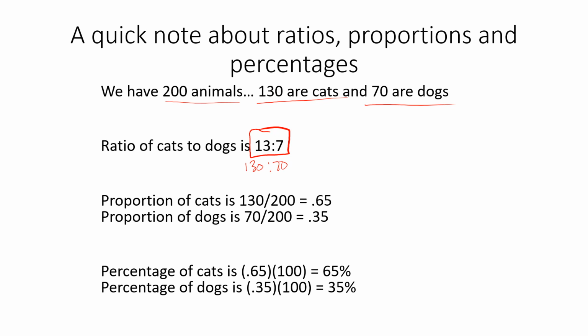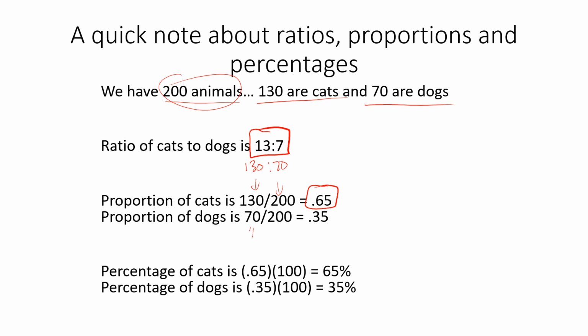So that's our ratio. However, we can convert these to proportions. A proportion is a proportion of a whole, one being the whole, basically 100%. We can do that by taking the n, the number for each, so the number of cats is 130, dividing by our n total, the 200. By doing 130 divided by 200, you get 0.65. So the proportion of cats is 0.65.